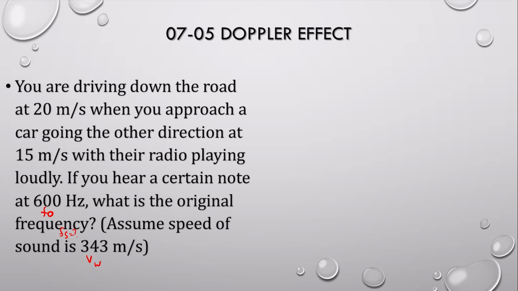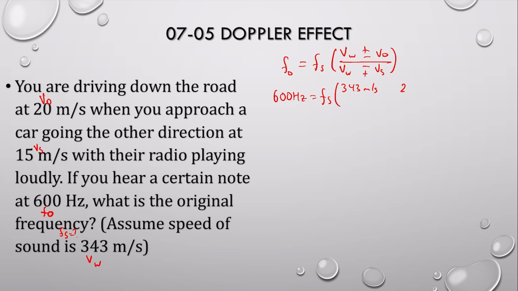The car with the radio playing is the source, and we are the observer at 20. So f_o equals f_s times (v_w plus or minus v_o) over (v_w minus or plus v_s). We observe 600 hertz and are looking for the source. The speed of the wave is 343. Our car is going 20 meters per second. Is it going toward the other car or away from it? We're approaching, so we're going toward, and we use the top sign.